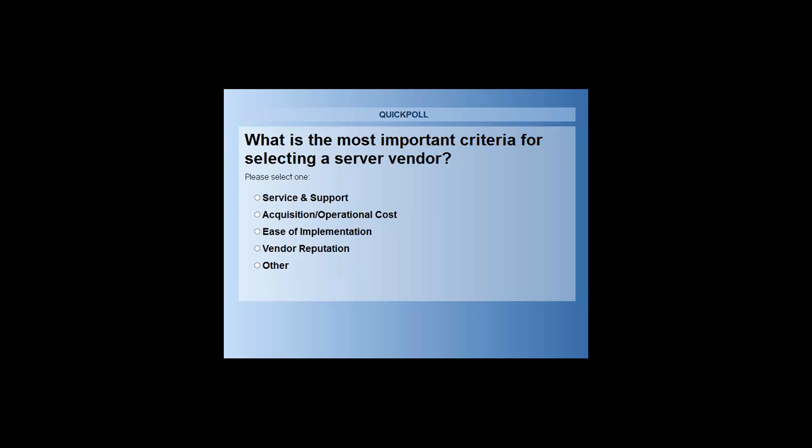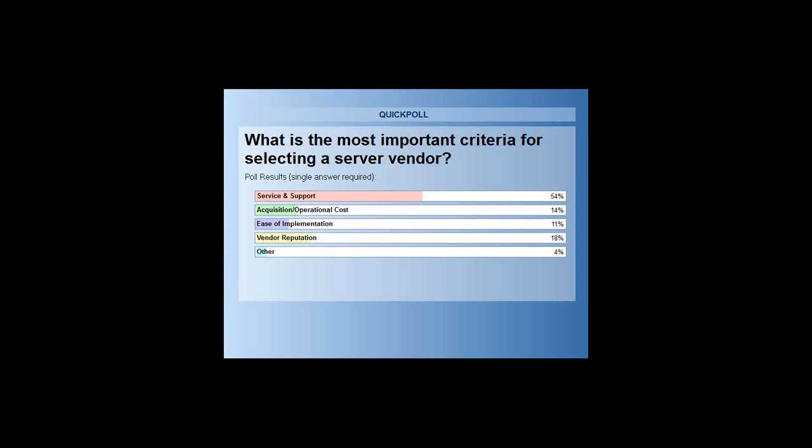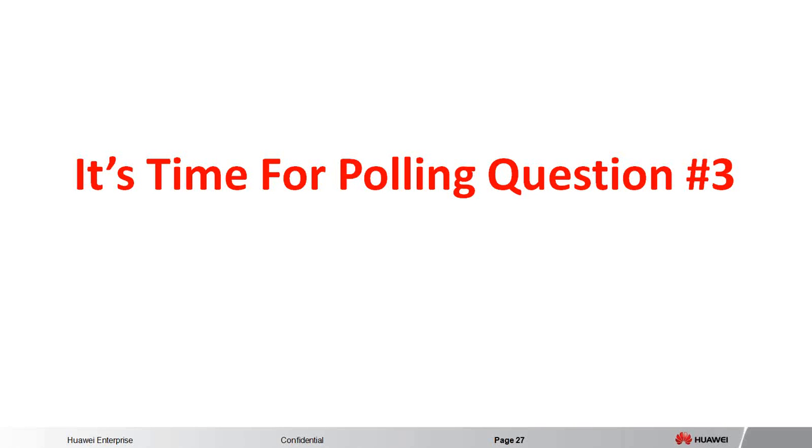All right, let's go ahead and close out the poll and show you the results. The overwhelming winner is service and support as the most important criteria, with operational acquisition cost, implementation, and vendor reputation somewhat equal. So very interesting information, and thanks for sharing that. And with that, I'll turn it back over again to Mo.